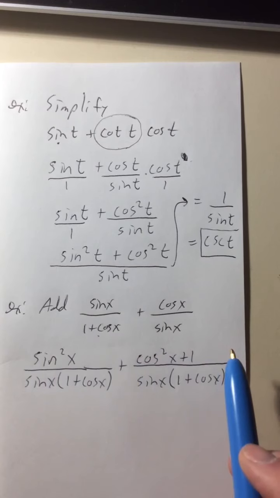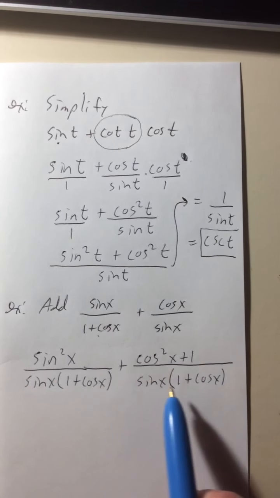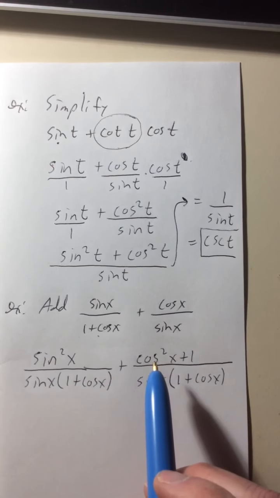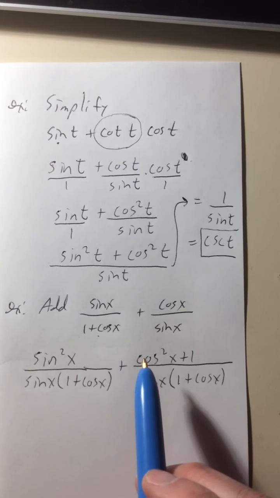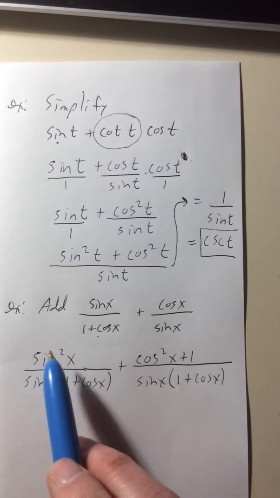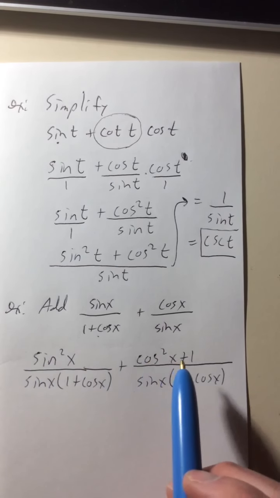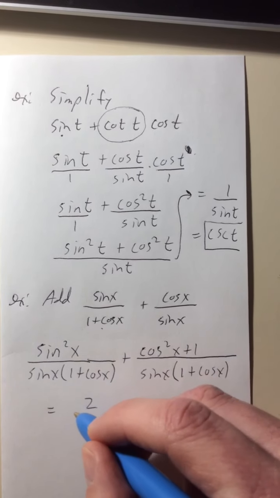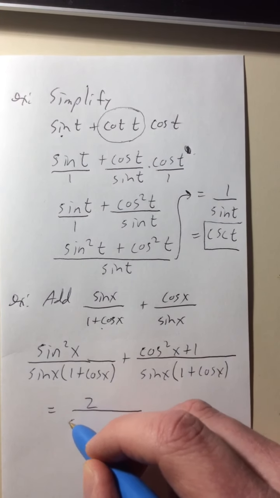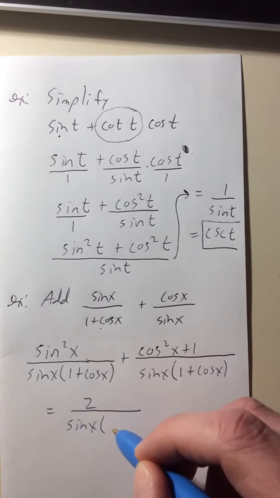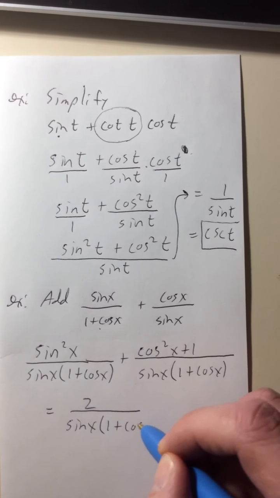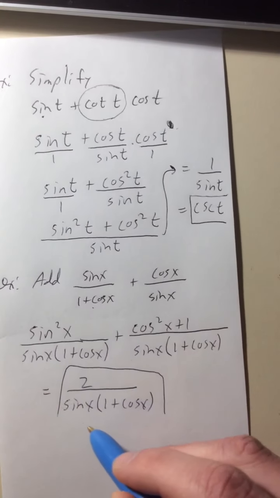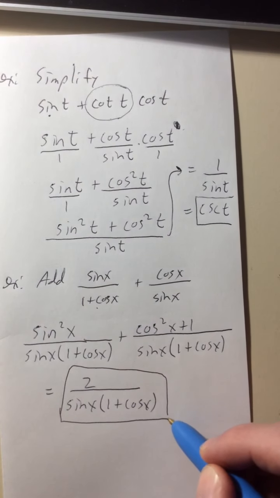And we put these two together in one big fraction with the common denominator that's right here, and we see that sine squared x plus cosine squared x, we recognize that as an identity, and that, of course, is 1. So sine squared plus cosine squared is 1, plus the other one makes 2. So that's equal to 2 over sine x times 1 plus cosine x. That is all we can do there.